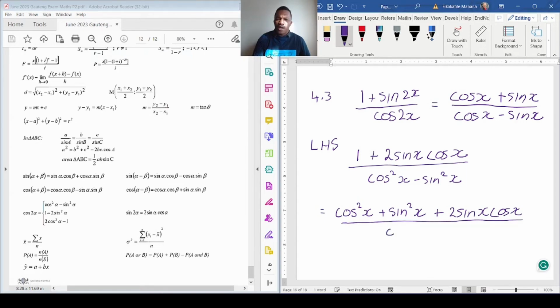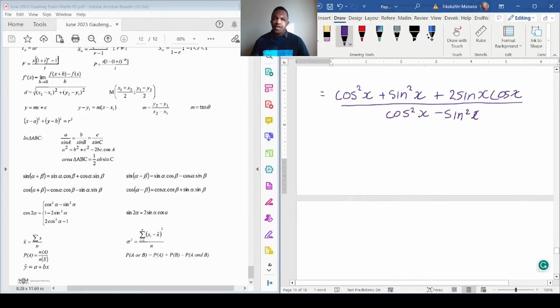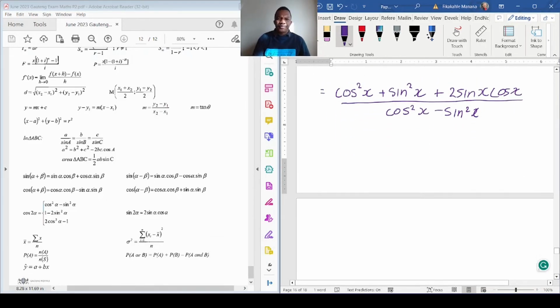Okay, so this one remains exactly as it is. Now what I'm going to do is rearrange it so that it looks like a formal. I'm going to start with the cos squared x, and then write plus 2 sine x cos x. All I did is take this part and bring it in the middle, and then I can write the plus sine squared x.